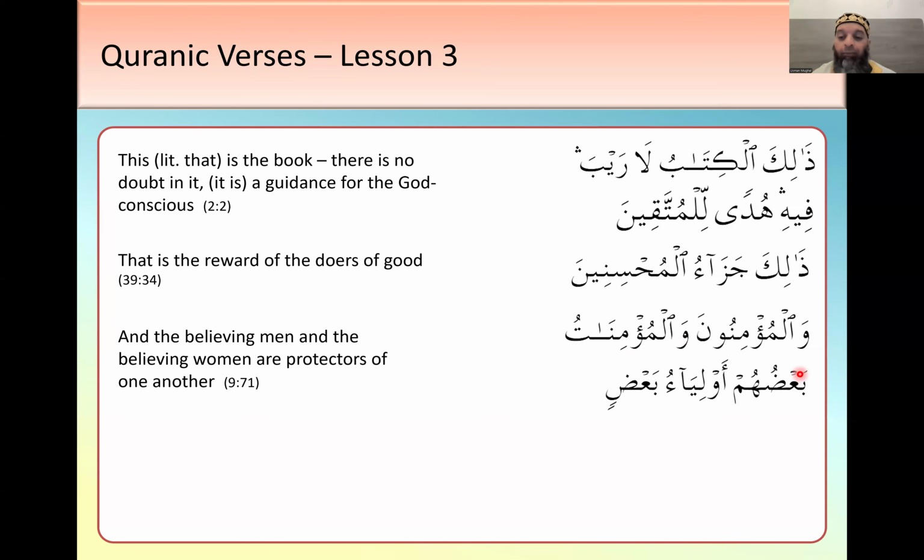Wal mu'minatu ba'duhum awliya'u ba'd. Right? Means they're protectors of one another. Awliya is protectors. Like some of them are protectors of others. So they're protectors of one another. But the main thing to show you here is these plurals here, okay? Awliya can have a few meanings, like friends, protectors. But on this particular one here, we just go with the translation. It's protectors here, so I'm just going to stay with the translation.